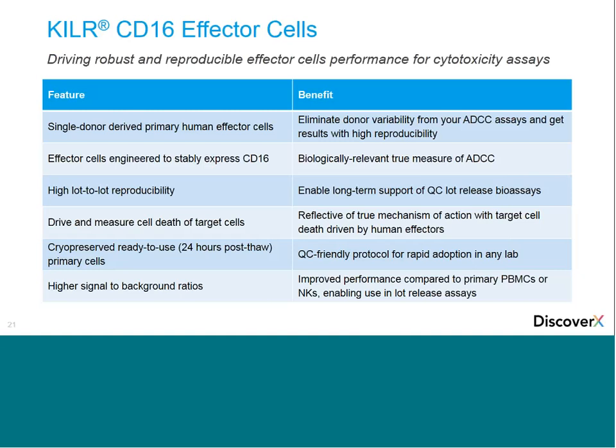They are cryopreserved, ready-to-use cells that need at least a 24-hour rest before you can use them. But the protocol is very QC-friendly and easy to adopt in any lab. And they produce a higher signal-to-background ratio than most primary cells, which leads to improved performance compared to primary PBMCs or NKs, enabling their use in loss-of-leaf assays.